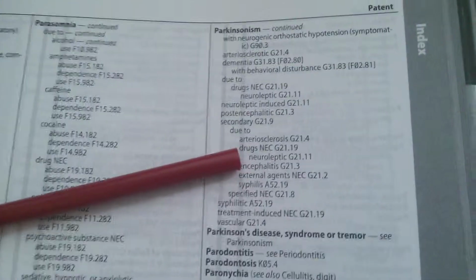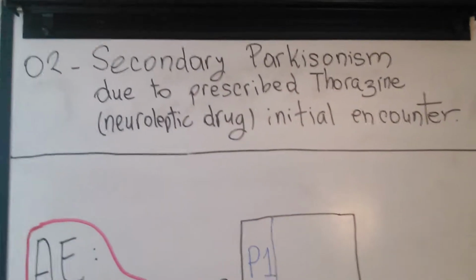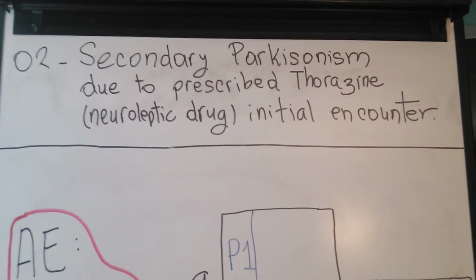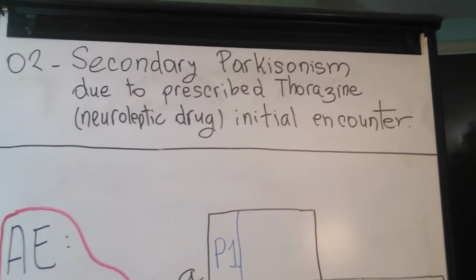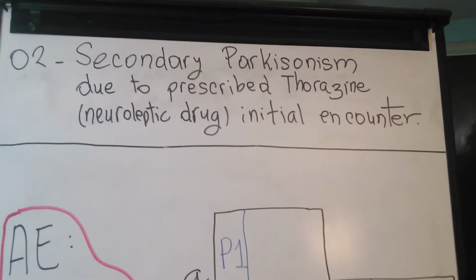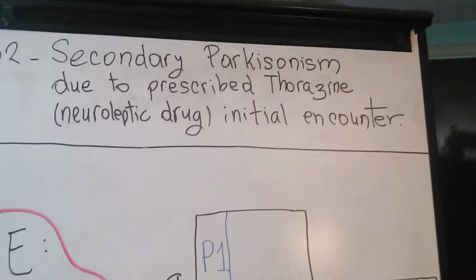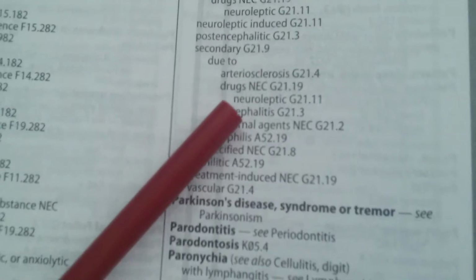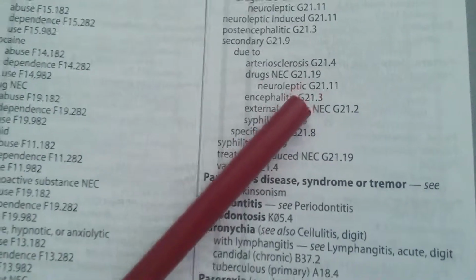G21.11. Now, all this is from the description. You're going to see the description here is secondary Parkinsonism, right? Due to neuroleptic drug. Those four words lead you to the code. Secondary Parkinsonism due to neuroleptic drug. That's why you get the code. Okay, and the code is... Did you get it? Let's look again at the code. Neuroleptic, G21.11. So we're going to write this code here. That's our first code.